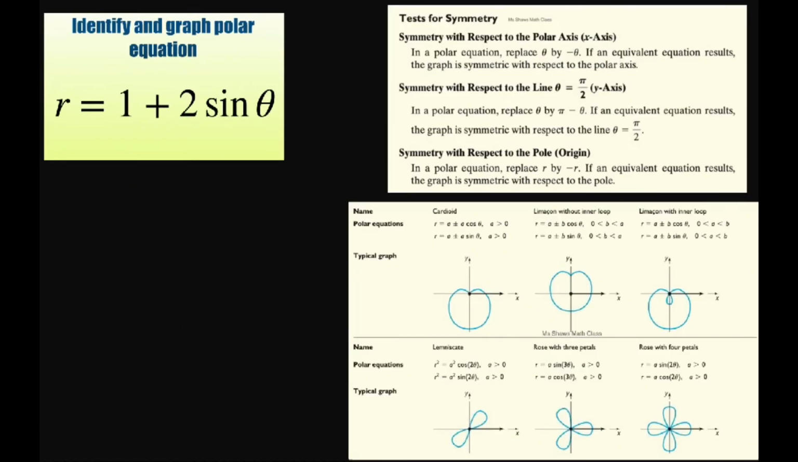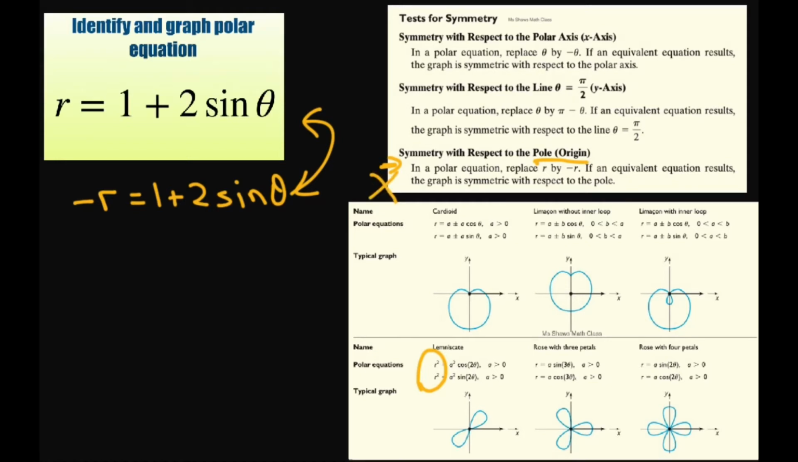Our third test is the pole test, the origin test. You substitute your r with negative r, and clearly these do not equal. This only works if your r is squared. So this fails. What we have is a Limacon with an inner loop.